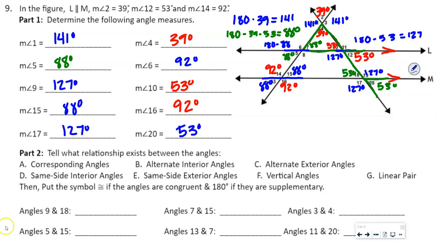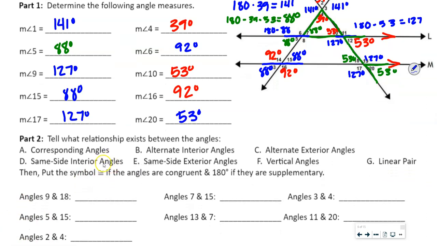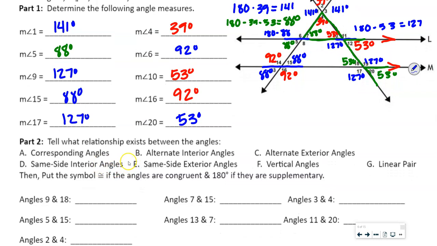Okay, so now it says tell what relationships exist between the angles. So we're going to use our drawing. So 9 and 18. Let's look at 9 and 18. That's this pair right here. Where the heck is 9? Oh, I got it covered up. I can't see it. I think it's right there, y'all. Yeah. 9 and 18. What is that relationship right there?